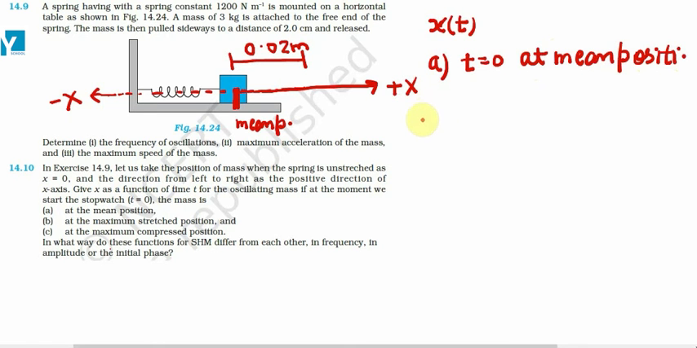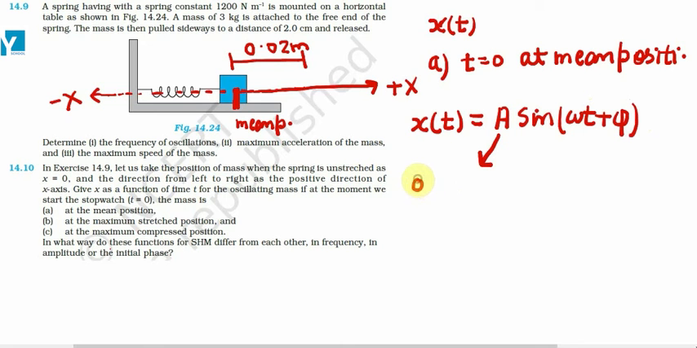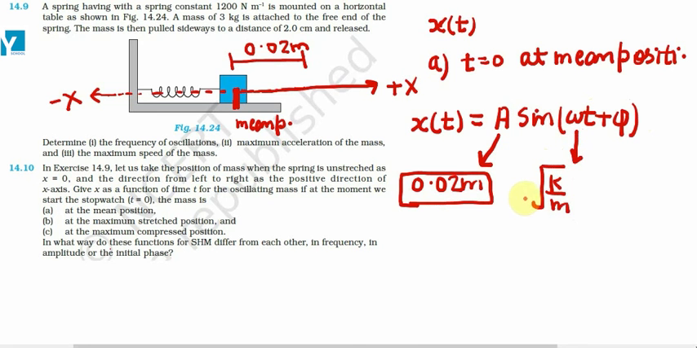We know that if any object or particle is performing SHM, then its displacement expression as a function of time is given as A sin of omega t plus phi, where A is the amplitude, which is 0.02 meter. In this case, omega is the angular frequency, which is the square root of k by m, and which will be a constant quantity for a given spring and a given mass, and this is phi, the phase.